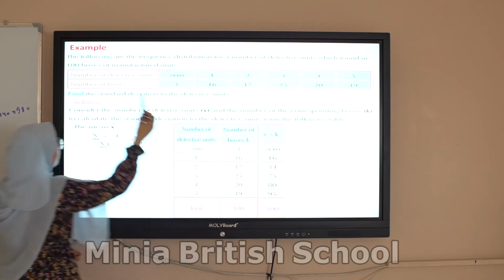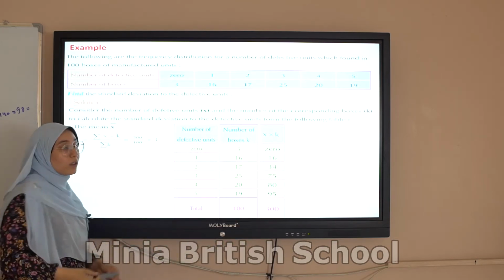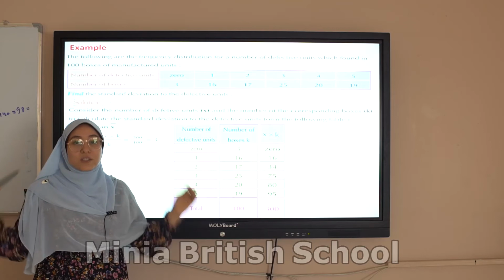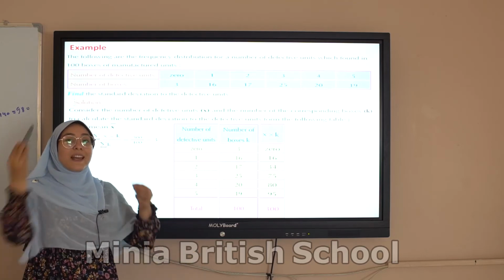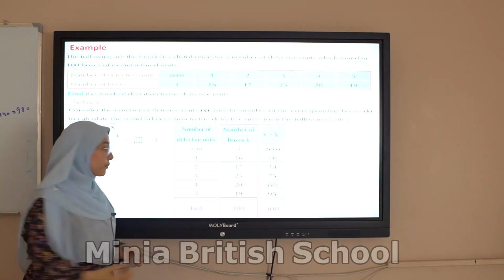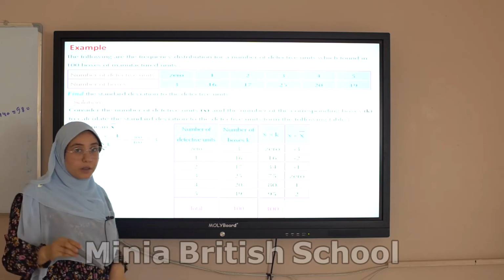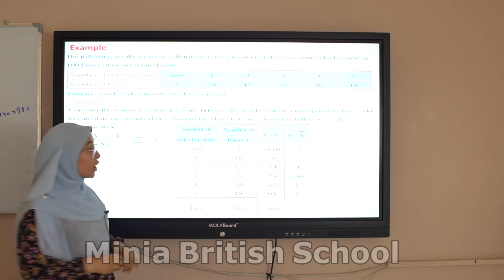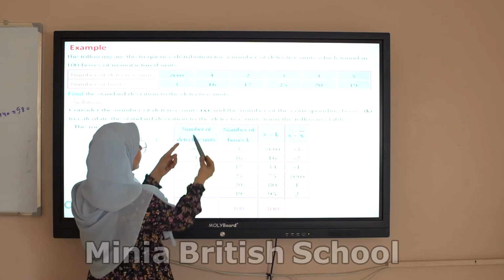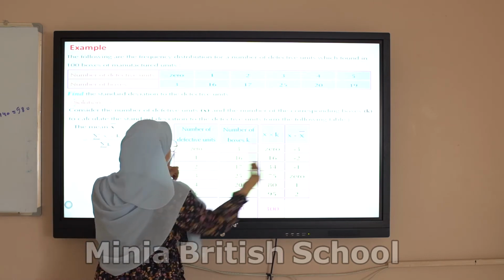100 divided by 100 equals 3. So the mean equals 3. Now I need to find x minus x bar. A new column represents x minus x bar. So 0 minus 3 equals negative 3.